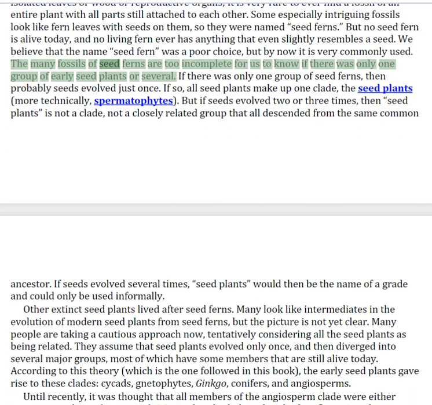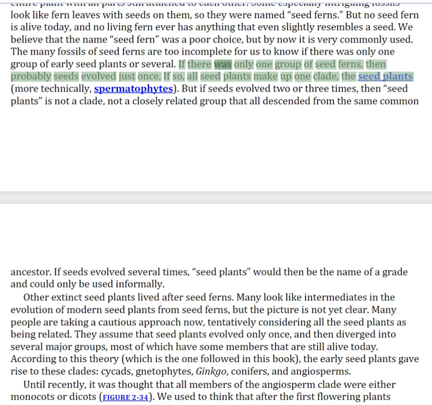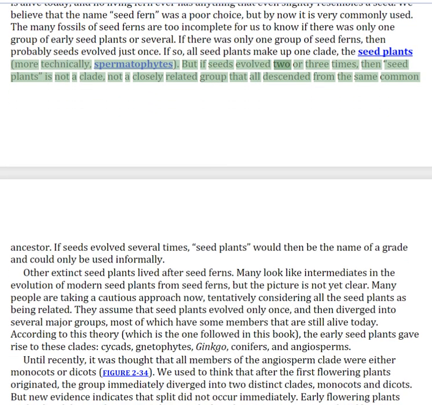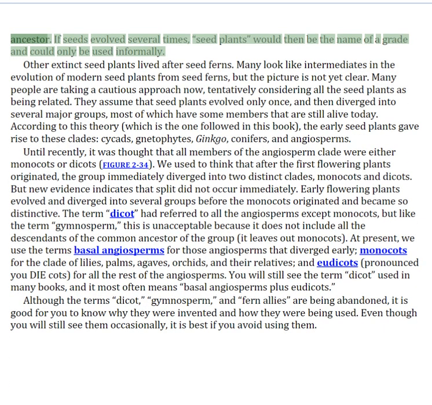The many fossils of seed ferns are too incomplete for us to know if there was only one group of early seed plants or several. If there was only one group of seed ferns, then probably seeds evolved just once. If so, all seed plants make up one clade, the seed plants. But if seeds evolved 2 or 3 times, then seed plants is not a clade, not a closely related group that all descended from the same common ancestor. If seeds evolve several times, seed plants would then be the name of a grade and could only be used informally.